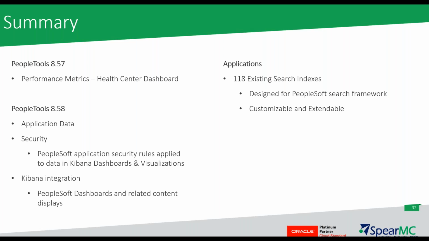Currently, there are about 118 search indexes available. Those are designed for PeopleSoft search framework, and those are all customizable and extendable. So, you don't want to modify the delivered one, but you could save a copy of that if you need to bring in additional data elements that aren't in those existing search indexes. And that brings up one other point you should consider: when you're doing other customizations, make sure that you think about search indexes and how to incorporate that into your design so that if you want to use Kibana to report on anything custom, you have it available.